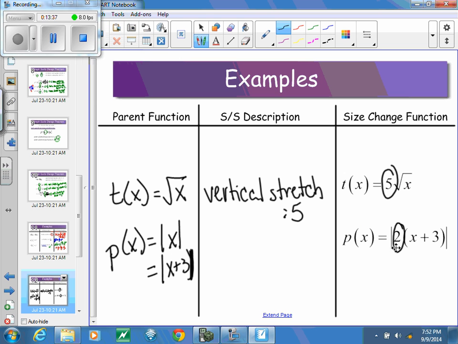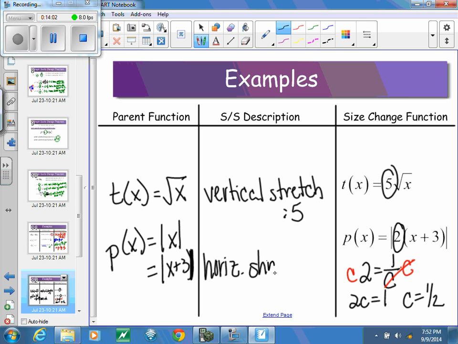And that 2, you've got to think of it as this 2 equals 1 over c. And so now when we solve, again, multiplying both sides by c, you get 2c equals 1, and this is going to tell us c is equal to 1/2. And so here we have a horizontal shrink by a factor of 1/2.